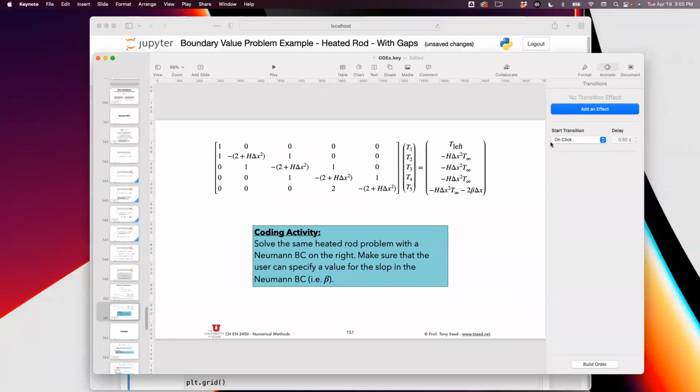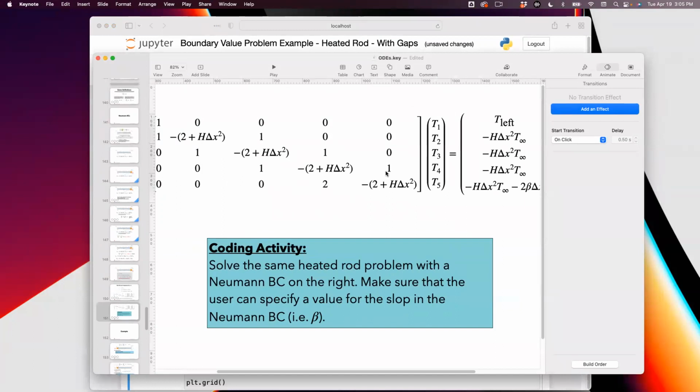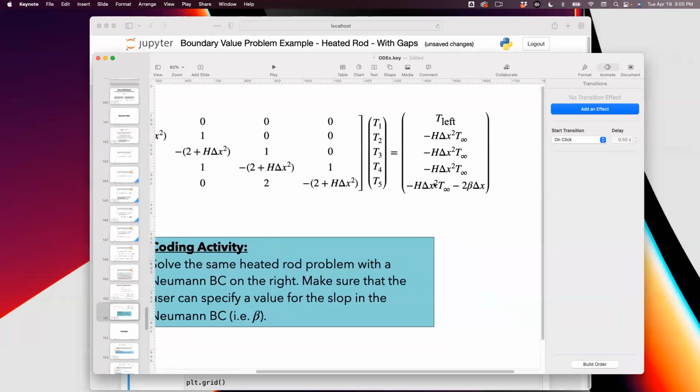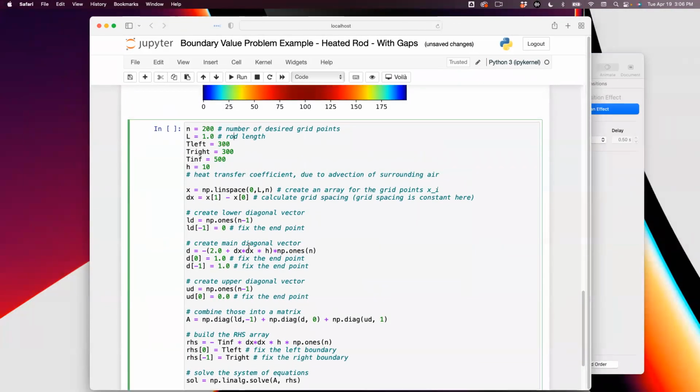the thing that changed from the previous problem is this last entry on the main diagonal. In the previous problem, this was 1. Now it's the same as all the other entries in the main diagonal. In the previous problem, this was 0. Now it's 2. And in the previous problem, this right-hand side was only -h delta x squared T infinity. Now we need to subtract from it 2 beta delta x. So those are the 3 things that I need to change.